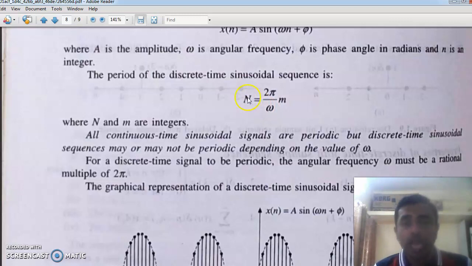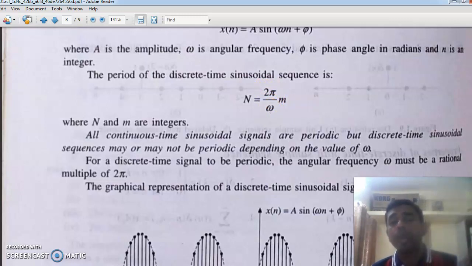I told you that N by m is equal to 2 pi by omega. N is an integer, m is an integer, and an integer by an integer is called a rational number. I hope you all understand what a rational number is: any number in the form p by q, where q is not equal to 0. So N by m is a rational number, and it is equated to 2 pi by omega. So for the sequence to be periodic, 2 pi by omega should be a rational number.